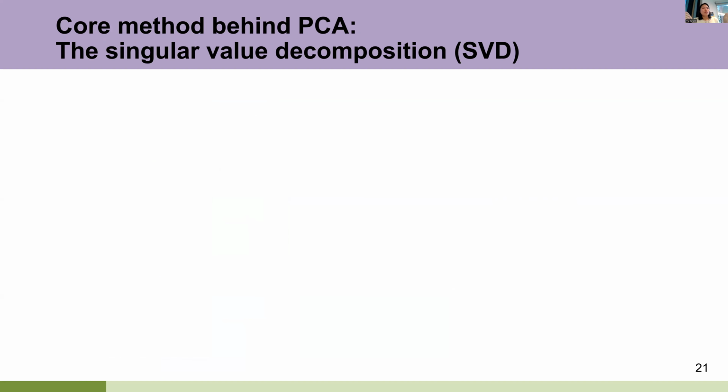No? And now I'm going into the core method behind PCA, which is the singular value decomposition. It sounds like a big name. It is a big name, but it's behind many things. In a lot of machine learning methods or dimension reduction methods nowadays, this is the core method that goes into it to extract the most important things and to reduce dimension for you.